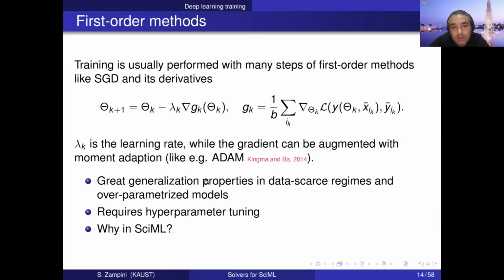The main drawback of these methods is that they clearly require hyperparameter tuning: how large the batch size has to be, how I should schedule the learning rate, what kind of method I should use. So the question is why we should also use this other kind of method in scientific machine learning, and it is because there is no other way to solve these problems.